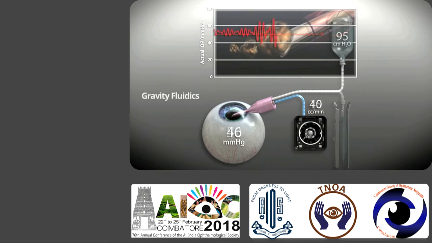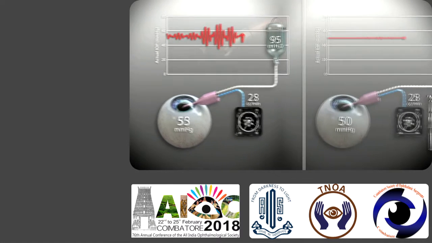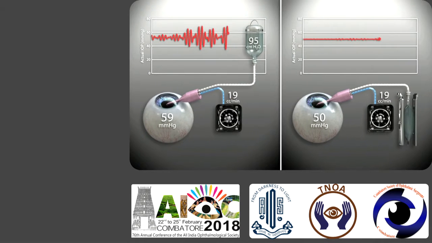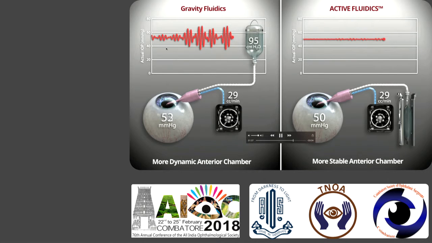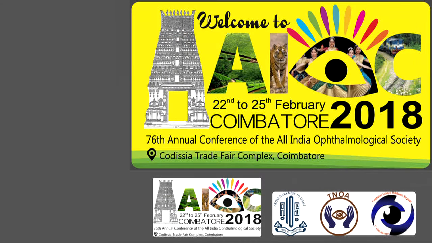With gravity fluidics, since the fluid source via the bottle height is static, the pressure in the anterior chamber stability is dynamic. With active fluidics technology, since the fluid source is dynamic, the anterior chamber is much better able to maintain stability. Now, some surgeons use an air pump to achieve high irrigation.